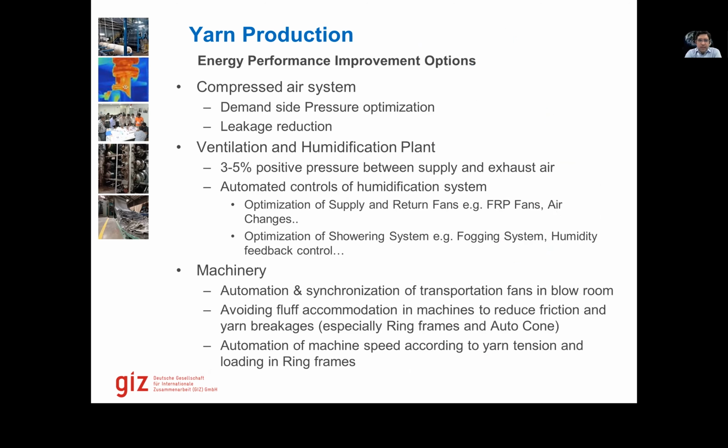Different options: in the compressed air system, we have demand side pressure optimization and leakage reduction. These are the bigger issues here. In one of the textile mills we visited, they were using 2 compressors of 90 kilowatt and 2 compressors of 45 kilowatt, and the pressure they were using was 9 bar on the generation side. When we did a detailed analysis on the demand side, we did not find any machine which needed more than 5 bar of pressure. They had only one small testing equipment in the lab which needed 7 bar pressure and not more than that.